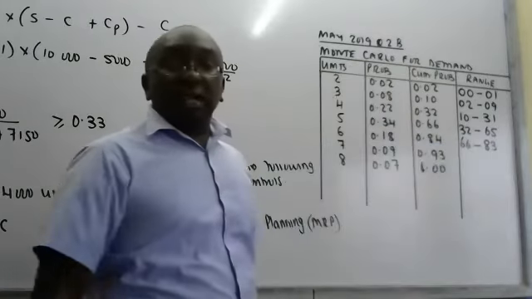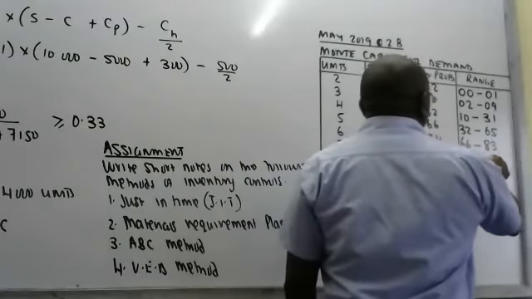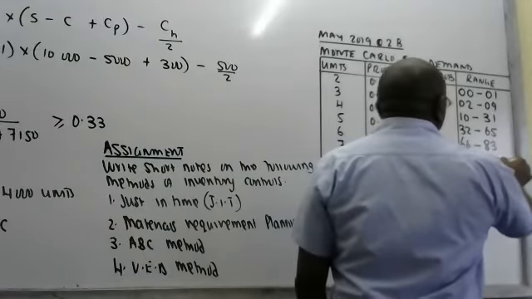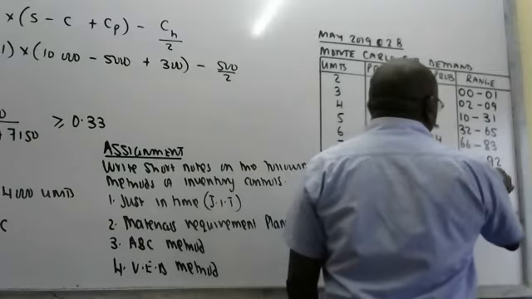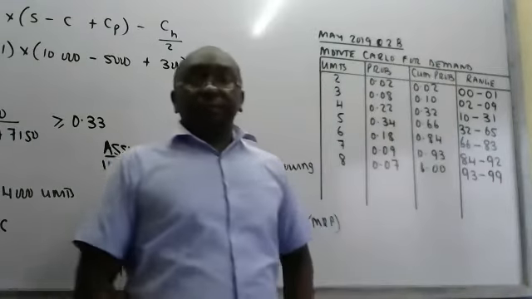The next is 84, all the way to 92. Then 93 up to 99.